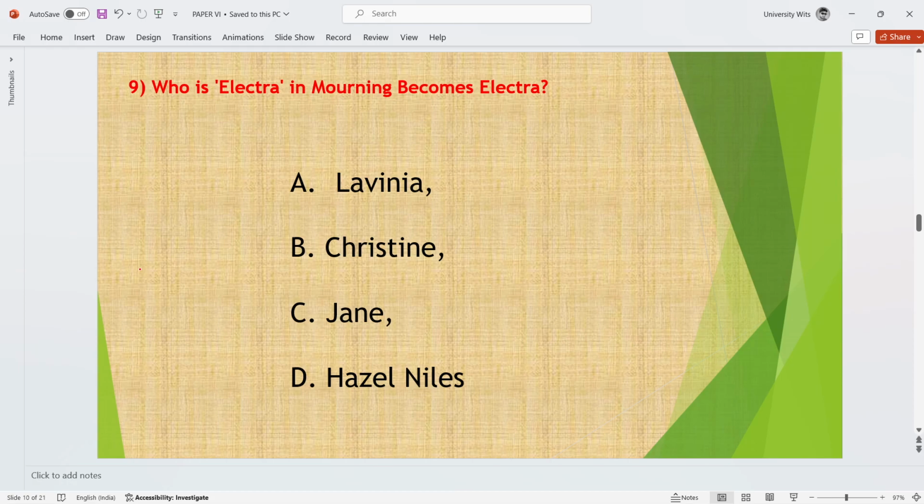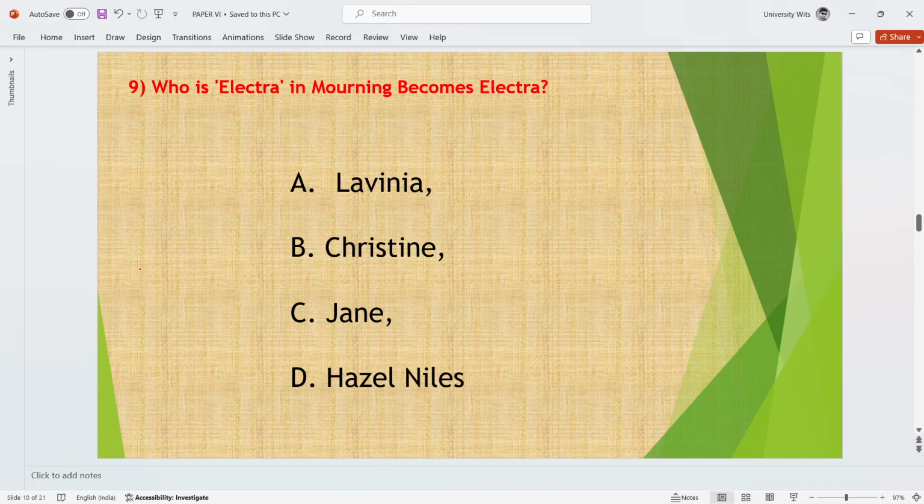I think this is the right answer, because this particular work, Mourning Becomes Electra, was written by, I think, Eugene O'Neill, right? As far as I know, Eugene O'Neill is the writer, and this is a play based on the ancient Greek tragedy, the Oresteia. You have to remember, the Oresteia by Aeschylus.